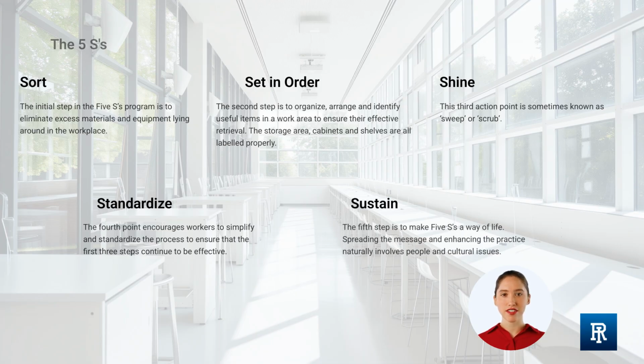Sustain. The 5th step is to make 5 S's a way of life. Spreading the message and enhancing the practice naturally involves people and cultural issues. The key activities leading to the success of 5 S's include: recognize and reward the efforts of members, ensure top management awareness and support, and publicize the benefits.